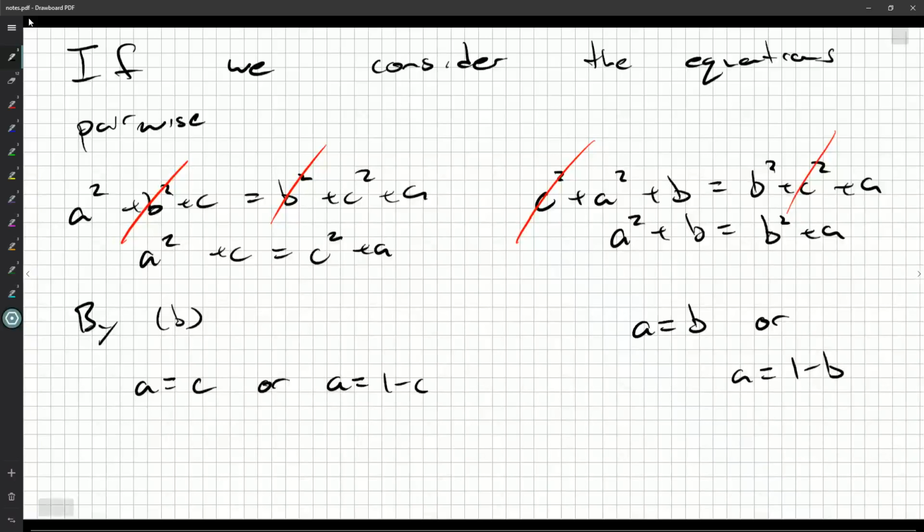Now we also technically get one more, and so I'll just write it down here. I don't think we need it, because this relates A's and B's. Similarly, we also would get B equals C, or B is 1 minus C.